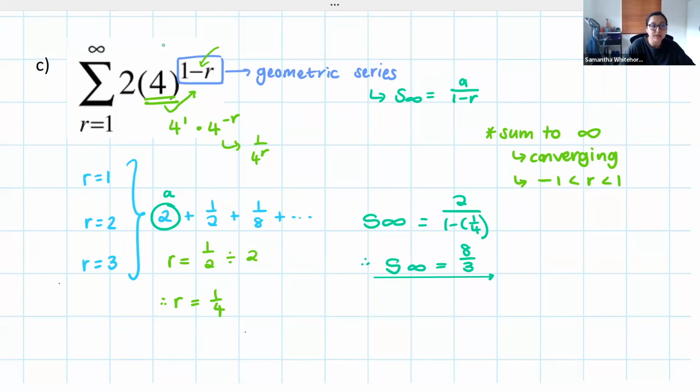Okay, so sum to infinity questions are no different. First 3 terms, figure out what R is, make sure you're happy with everything, sub it into your formula, and work out the sum to infinity. So I'm going to wait in case you want a screenshot, and then we're going to have a look at some examples where we're not starting at the first term in our addition.